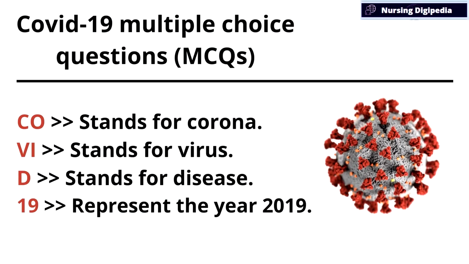Before we begin with the questions, you should know the full form of COVID-19. CO stands for corona, VI stands for virus, D stands for disease, and 19 represents the year 2019.